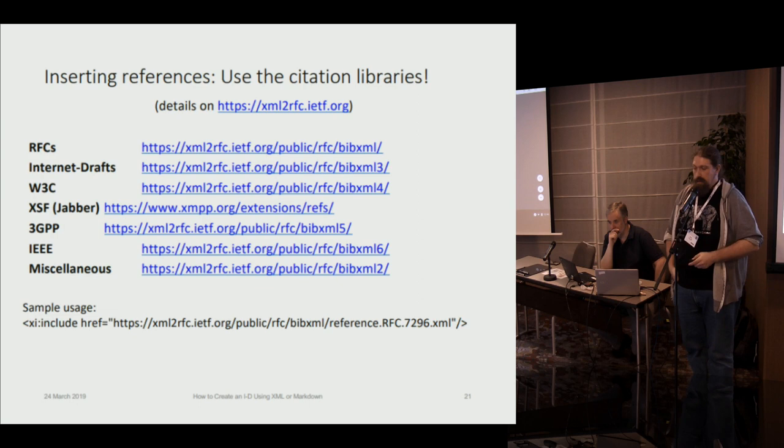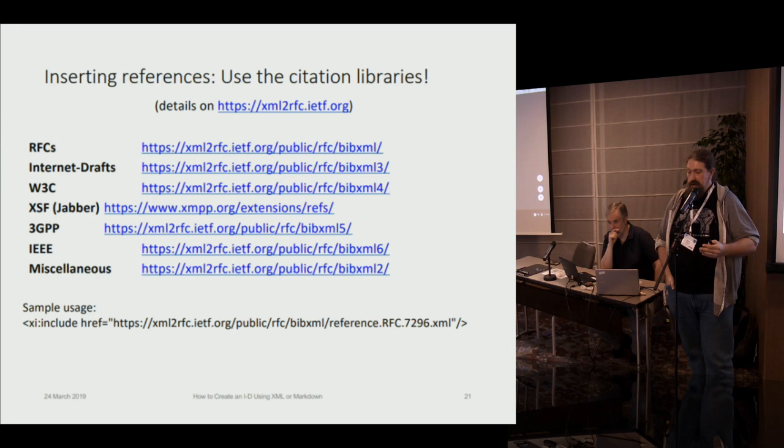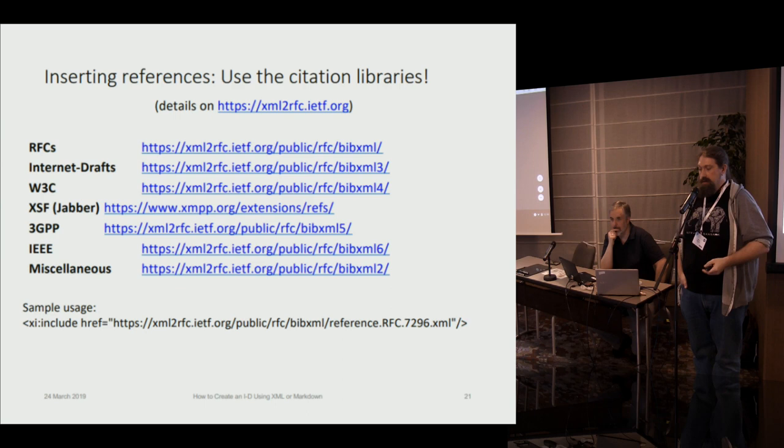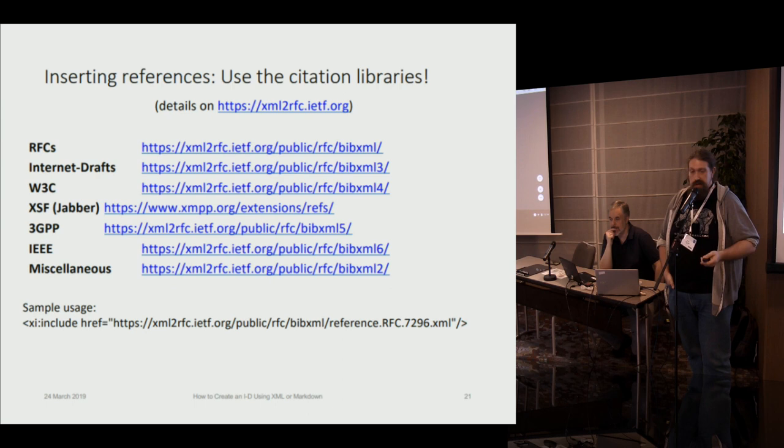So now references. This is where the citation libraries come in, and listed here are a number of the existing citation libraries. If you ever go looking at any one of these, you will find that it's essentially a directory of XML files, and each of those XML files includes the reference element you would have put in by hand. These are very handy, especially the RFC and internet draft ones. I believe all of these are rendered for you as the drafts are updated, so there's not really a need to keep continuously updating your references manually in your draft, as long as you're using the citation libraries.